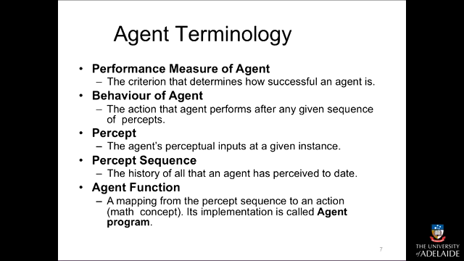And the agent function, so this is quite important. The agent function is a mapping from the percept sequence, so the things that the agent is finding out about the environment, to an action. Its implementation is called the agent program.